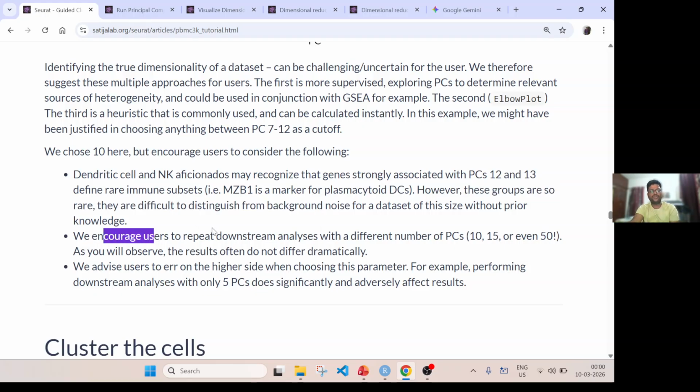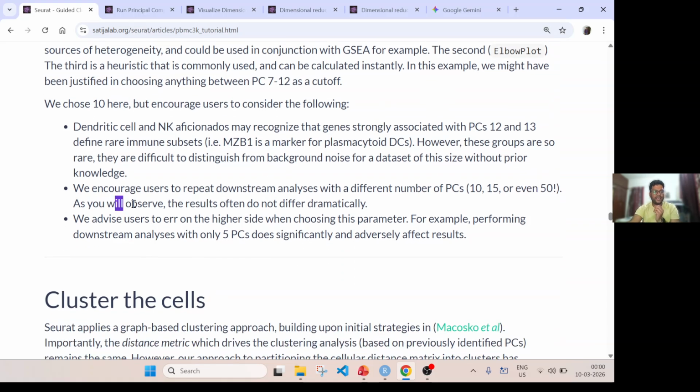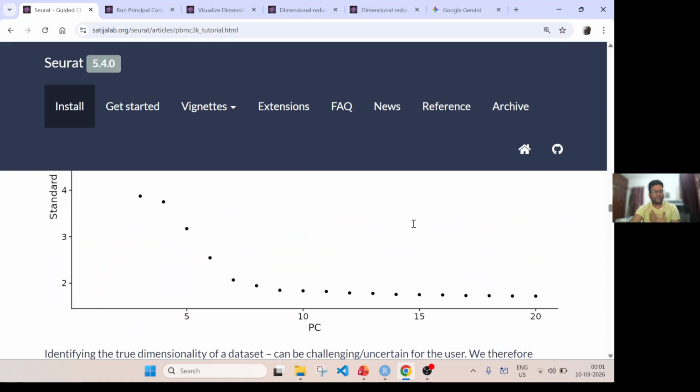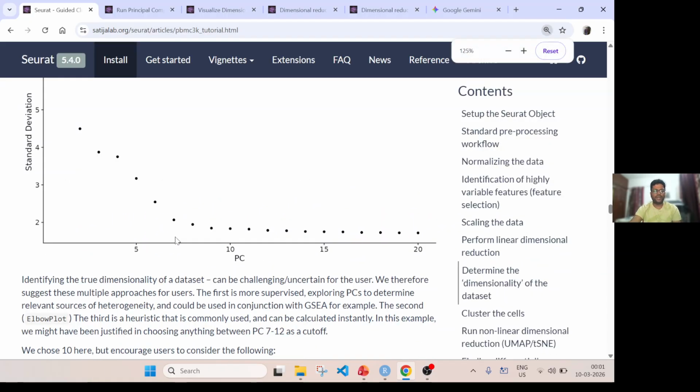We encourage users to repeat the downstream analysis with different numbers of PCs, like first try 10, 15 and 50, increasing like that, and do your clustering again. But as they say, you will observe the results often do not differ dramatically. So the best approach is to focus on this elbow plot and choose the PC at which there is no more information, and then you can add one or two extra and go with that.